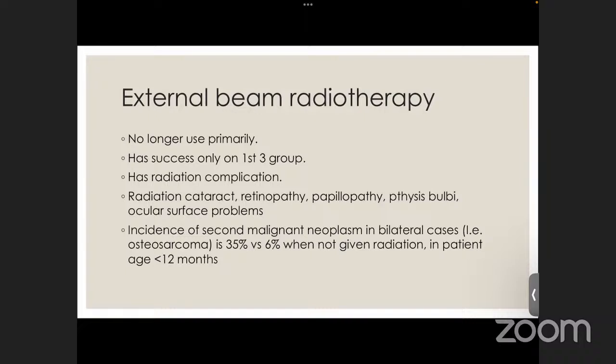Above that, the most important is if we do external beam radiotherapy in a patient of age less than 12 months and bilateral cases, it will increase the incidence of second malignant neoplasm by 35%, whereas if not given, it will remain at 6%.